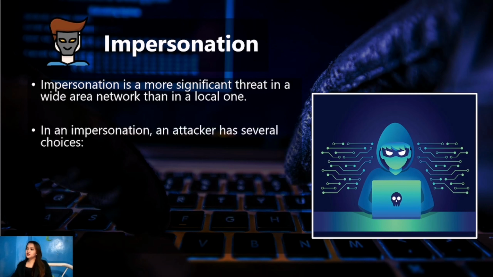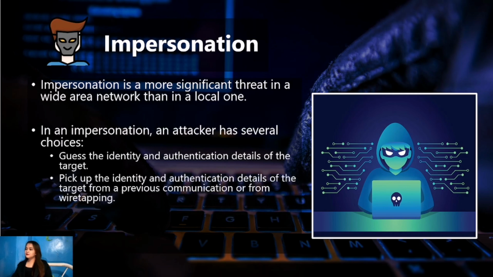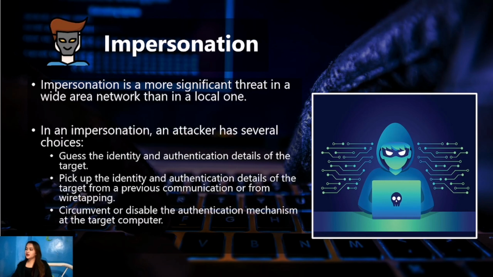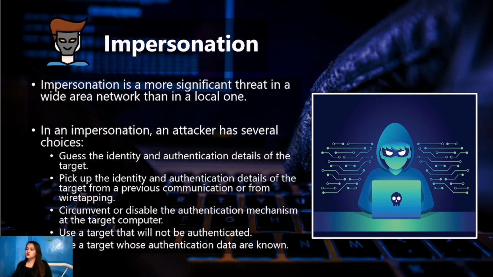In an impersonation, an attacker has several choices. Firstly, guess the identity and authentication details of the target. Pick up the identity and authentication details of the target from a previous communication or from wiretapping. Next is to circumvent or disable the authentication mechanism at the target's computer. Use a target that will not be authenticated. And last is to use a target whose authentication data are known.